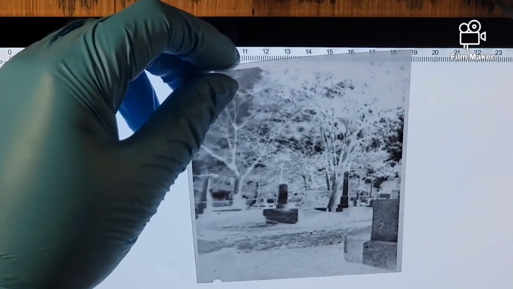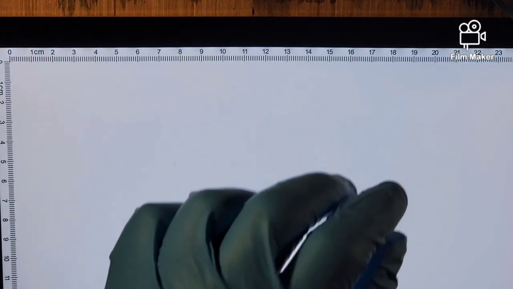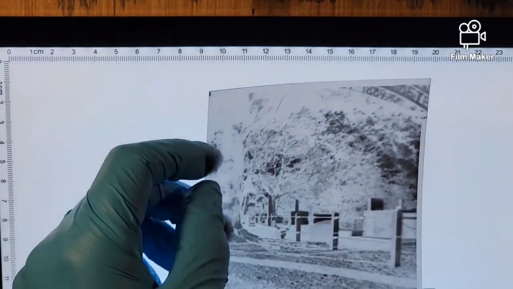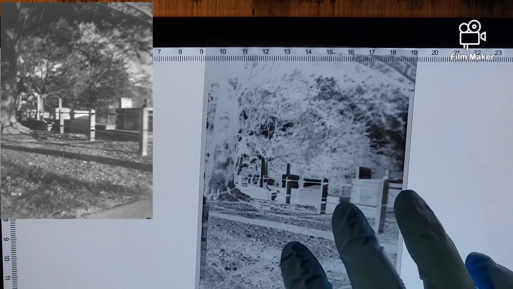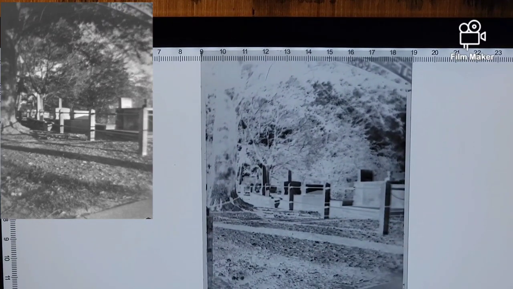So far, there were no issues with the film, with the digitizing. I think 4x5 worked really well. Another photo from that scene from the cemetery, and I'll toss that up.